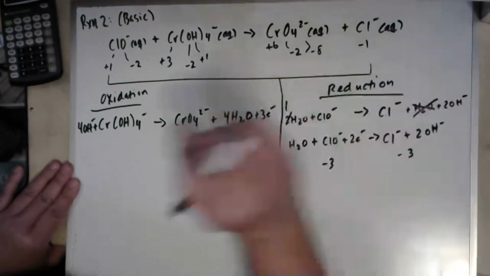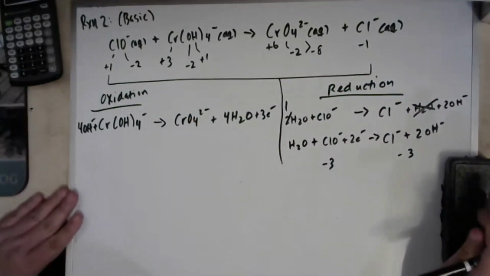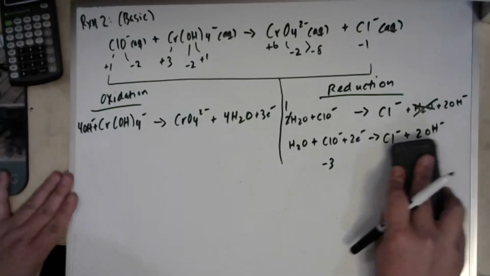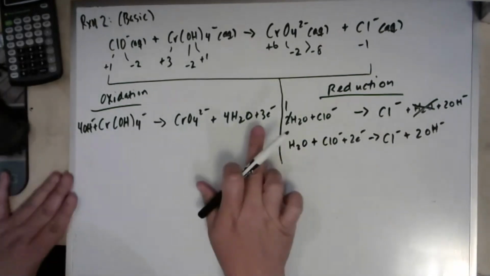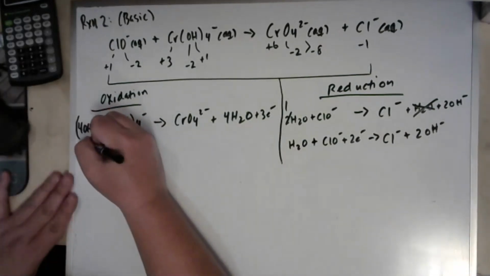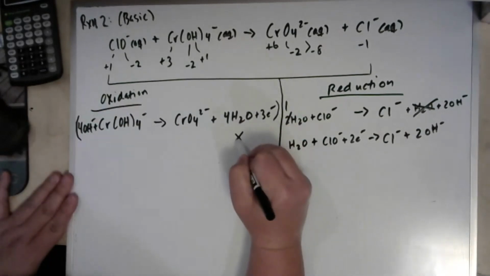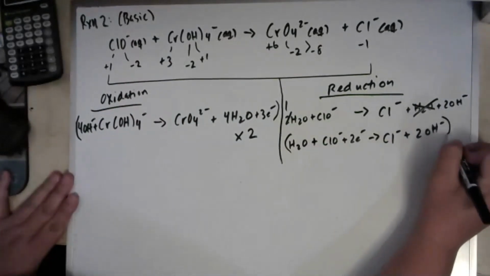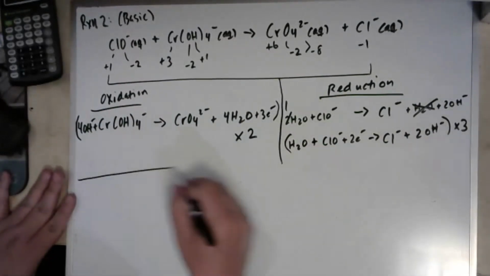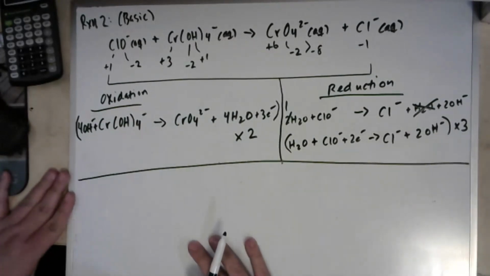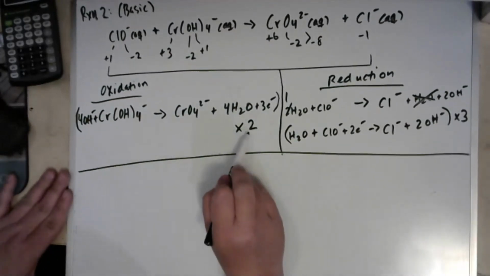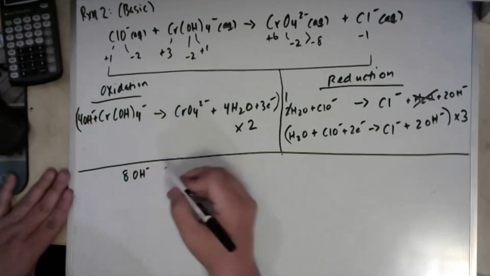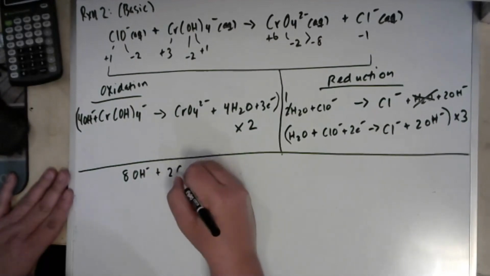Okay, now I'm going to add these together. See, this is already a more interesting looking reaction. I have a lot of stuff that I'm going to get to add together now. So my reaction that has 3 electrons, I'm going to multiply by 2. My reaction that has 2 electrons, I'm going to multiply by 3. I'm going to rewrite both of them under here so I can add them together. Okay, so 2 times 4 is going to be 8 hydroxides plus 2 of these.